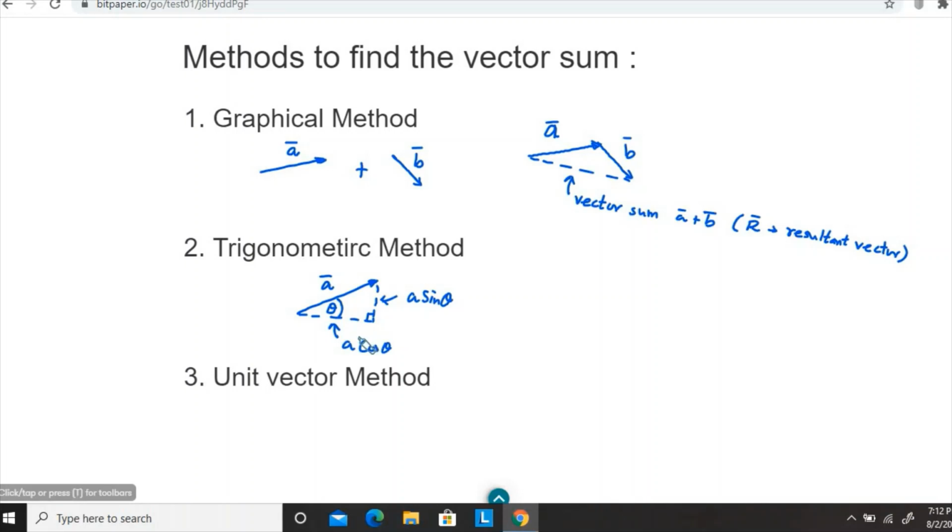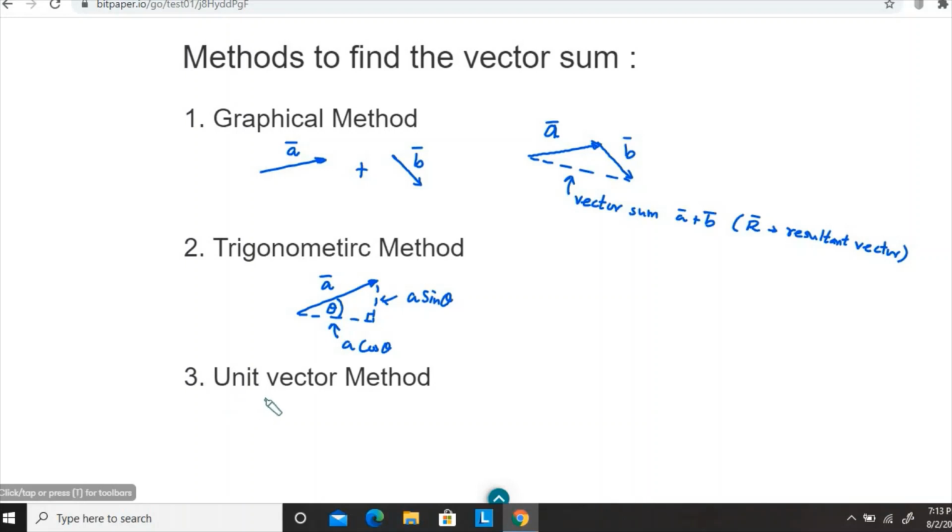You add the vertical components together, then you add the horizontal components together, and you eventually find the vector sum or the resultant vector. So this method is the trigonometric method, and that's the method we are mainly going to use in our courses. Again, this is just a brief explanation. I'm going to explain these things in detail later on in this video.